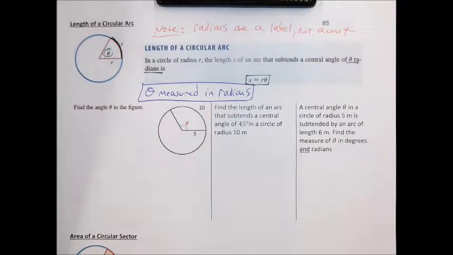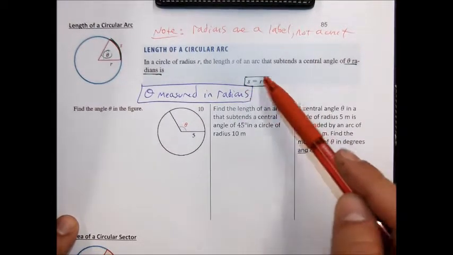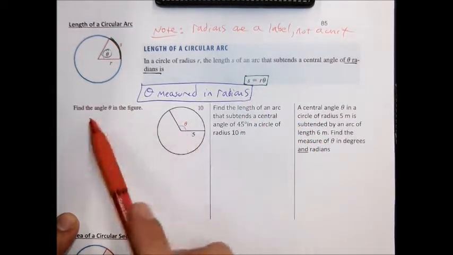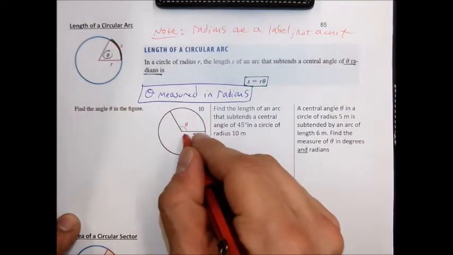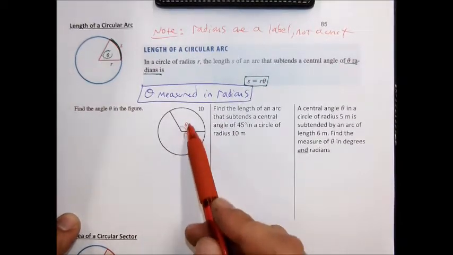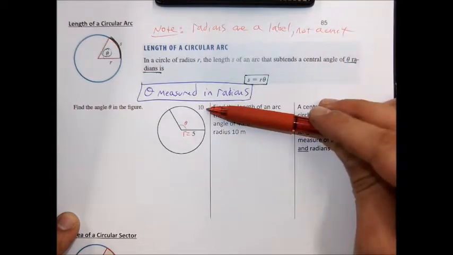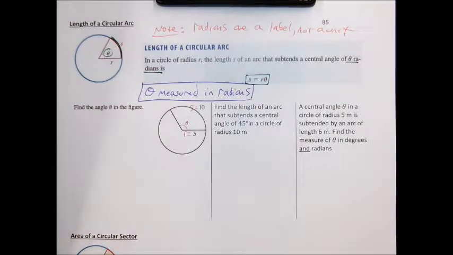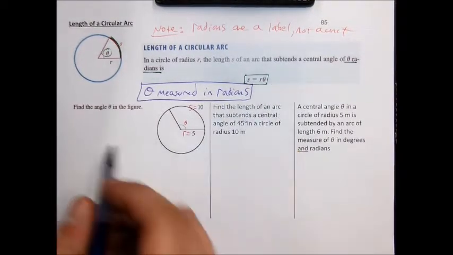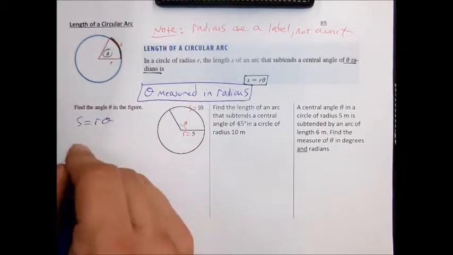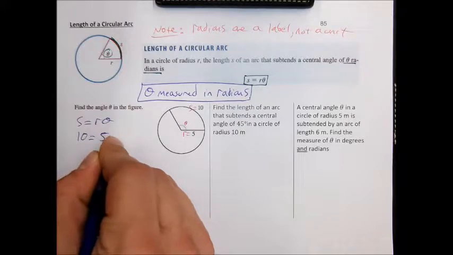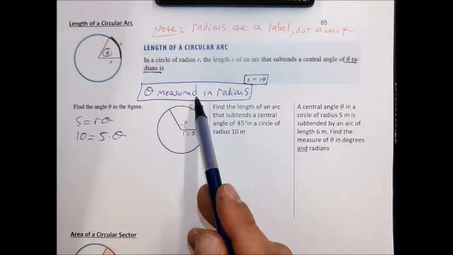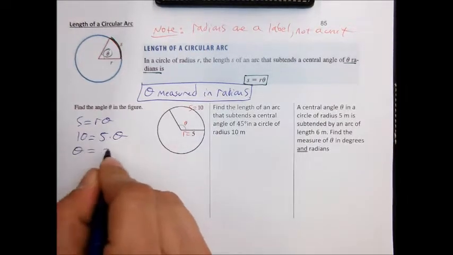Let's look at the first problem. This equation relates S, R, and theta: S equals R times theta. If we're given R equals 5, we want to know the theta value, and we're given that S equals 10. If we want to use this equation, we can just plug these two numbers right in, so S equals R theta means 10 equals 5 times theta. Since we're measuring theta in radians, this ends up being theta equals 2 radians.